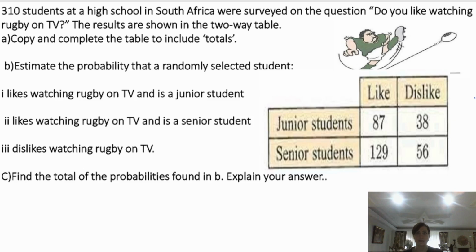Part A says copy and complete the table to include totals. So I only have to add up the total for each column and row. If I consider the column for those who like watching rugby on TV, it doesn't matter junior or senior: 87 junior and 129 senior. If I add them up, I have 216 students who like watching rugby on TV.